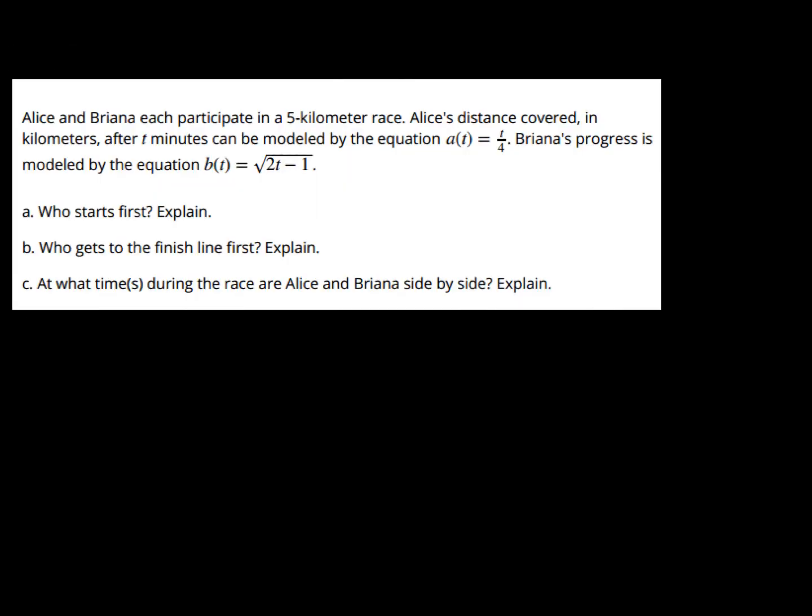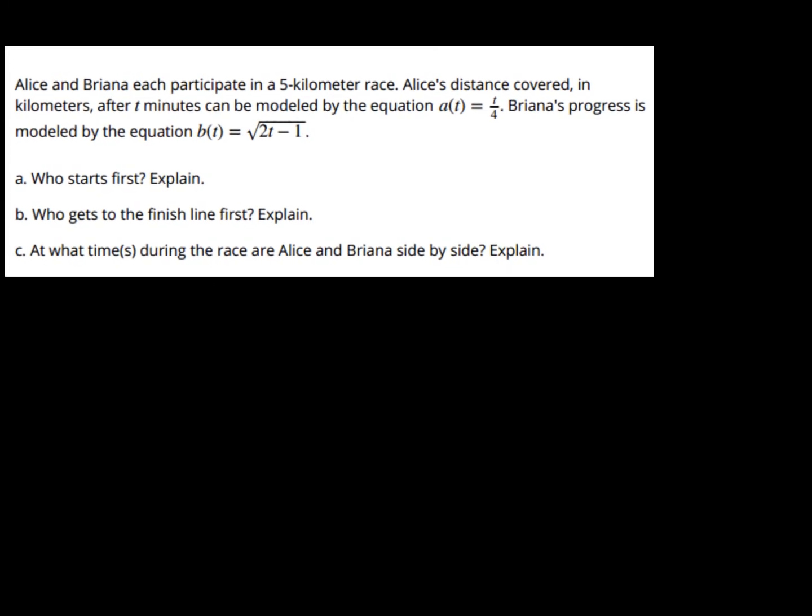All right, so let's get started on this task here, and we'll complete it in class. Alice and Brianna each participate in a 5-kilometer race. Alice's distance covered in kilometers after t minutes can be modeled by the equation a of t, which is t over 4, and Brianna's progress can be modeled by this radical equation right here. Now, I want you to go ahead and answer these questions after you follow those key points that I just put on the last slide.